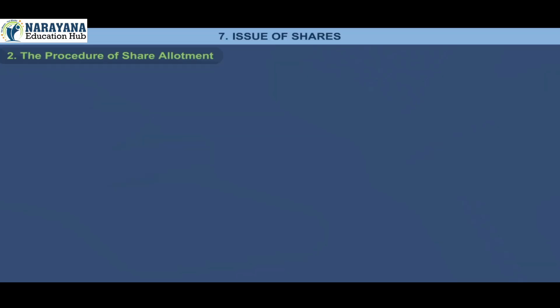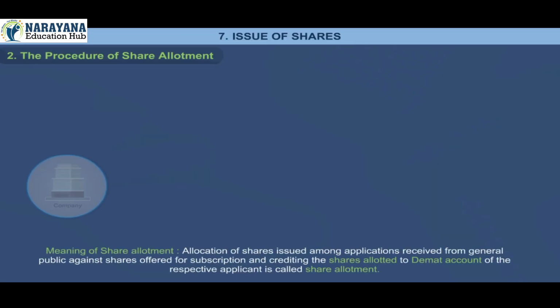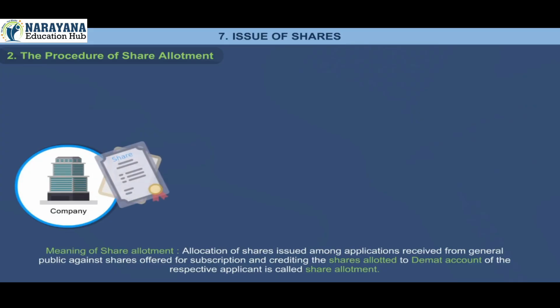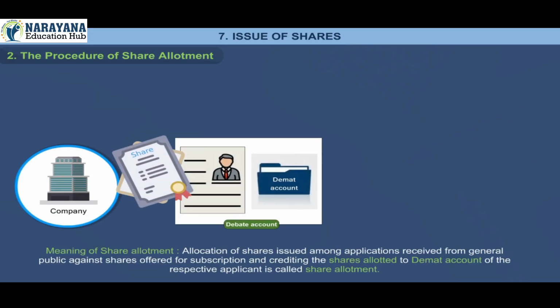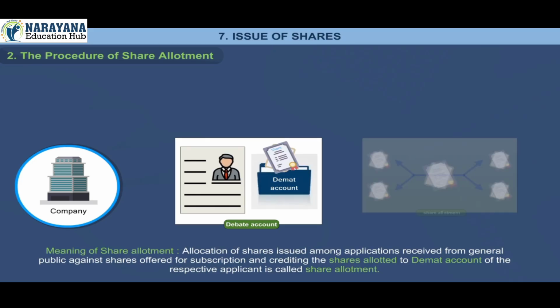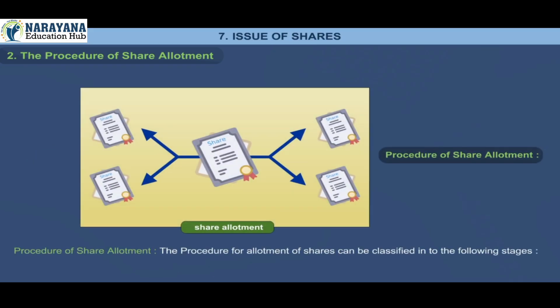2. The procedure of share allotment. Meaning of share allotment. Allocation of shares issued among applications received from the general public against shares offered for subscription, and crediting the shares allotted to the demat account of the respective applicants, is called share allotment. Procedure of share allotment. The procedure for allotment of shares can be classified into the following stages.